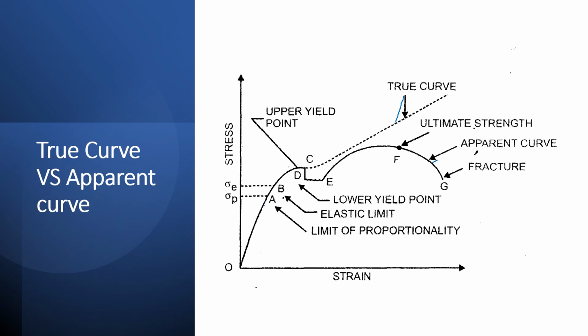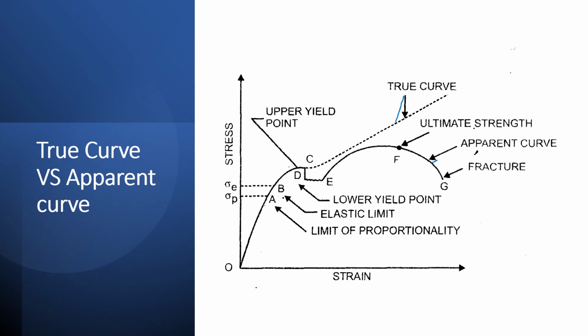Coming to this, after the upper yield point or lower yield point, there are two different points. One is the ultimate strength and one is fracture. Those two points are different. The dashed line graph indicates the true curve and this is the apparent curve. We have studied this apparent curve, but in practice we'll get it like this. This is the true curve.